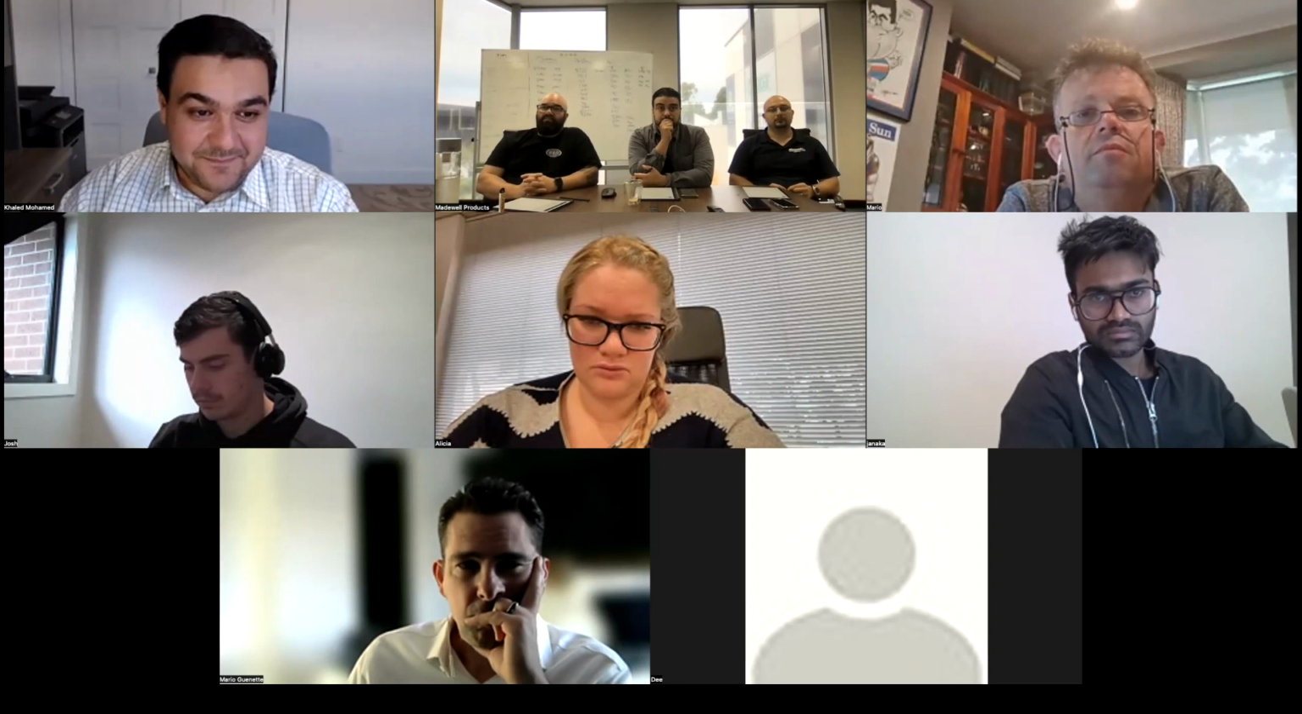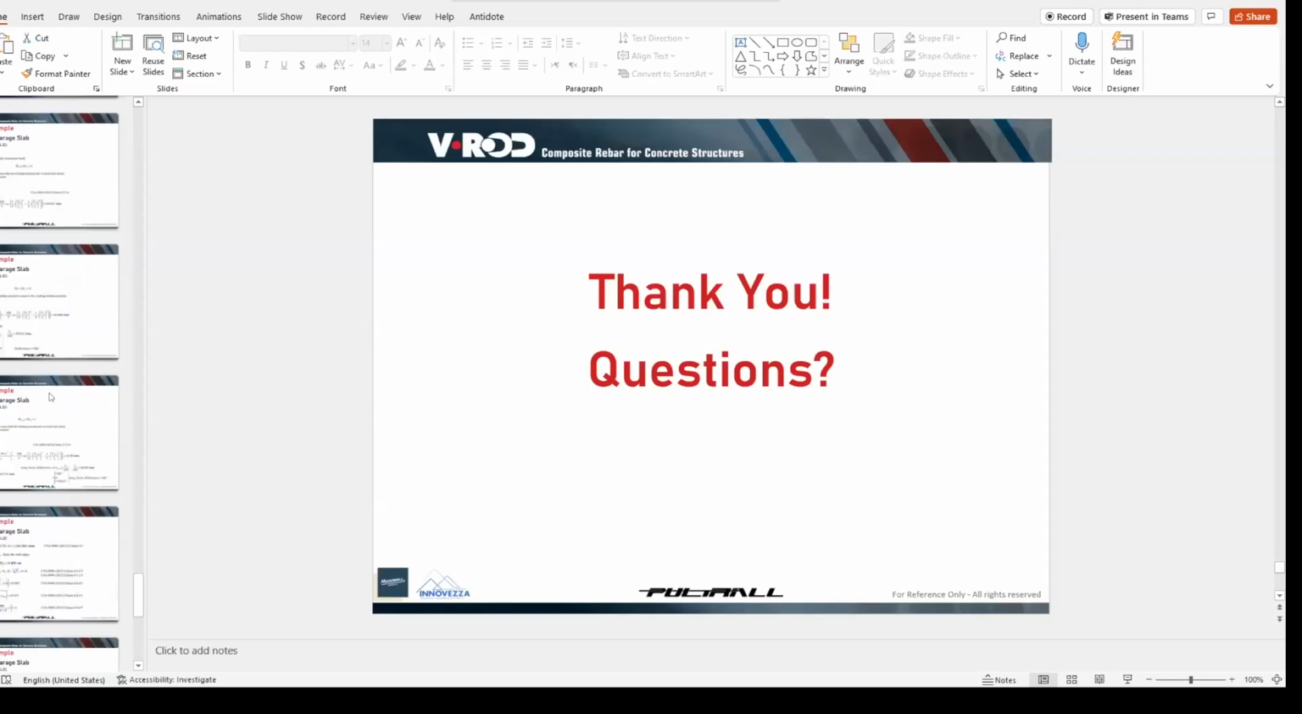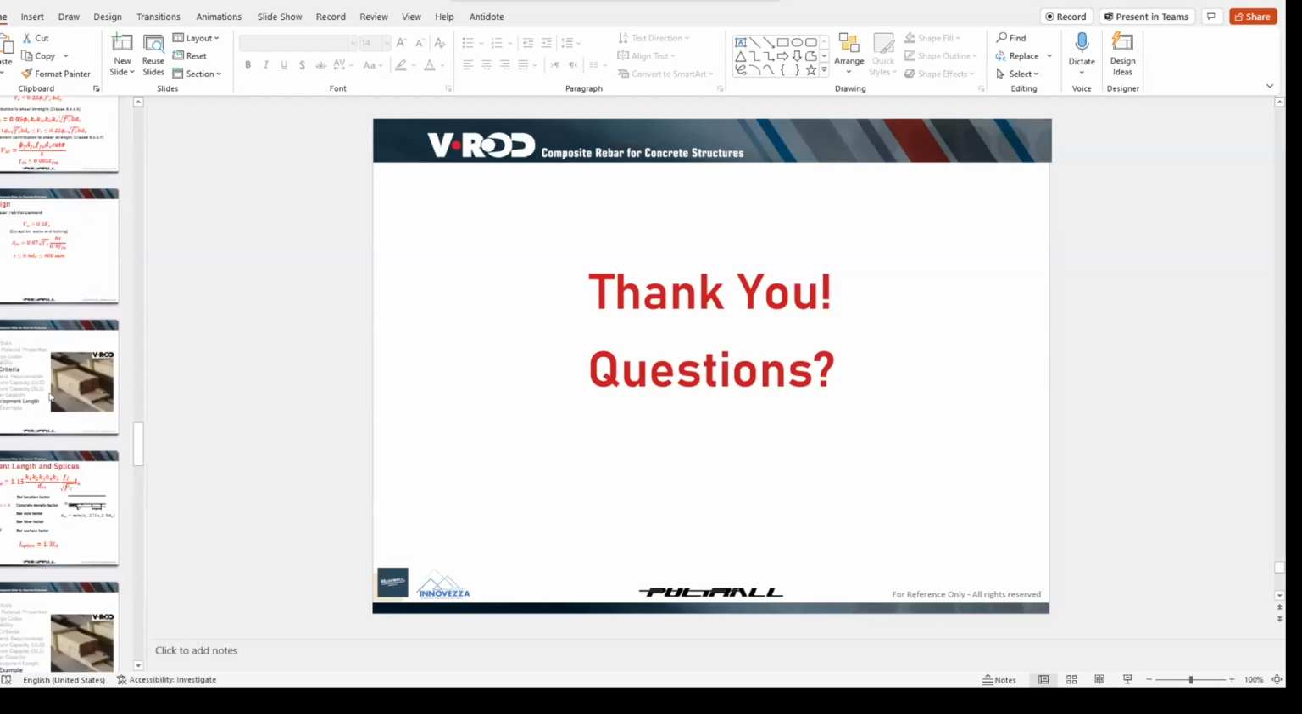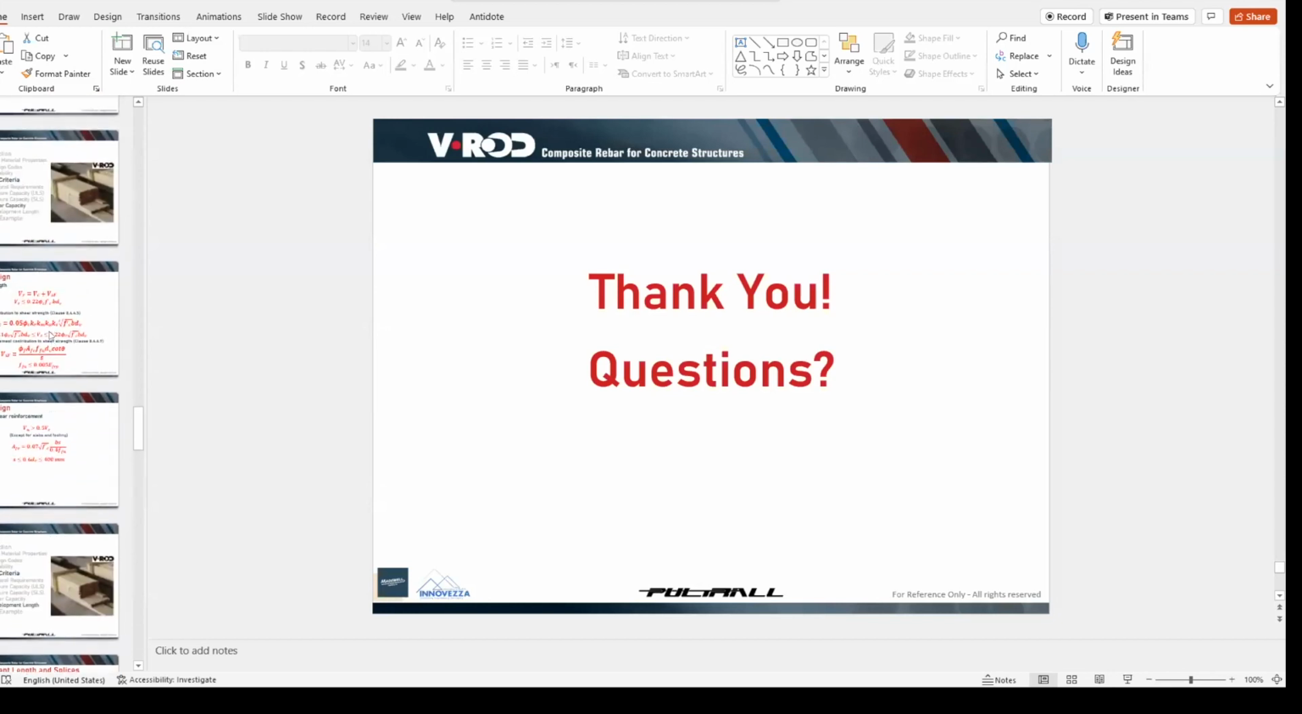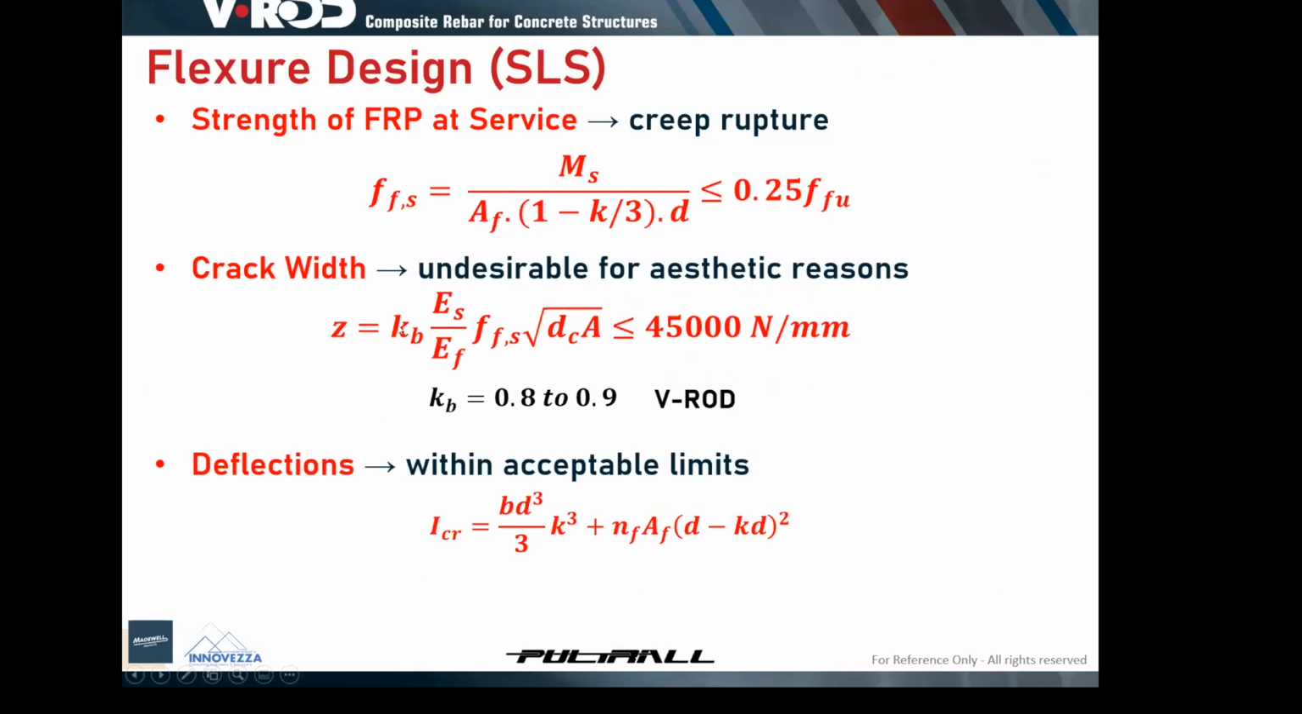So let me put my screen up again. So creep rupture is here. It's the strength of the GFRP bars at service. Researchers have been putting the GFRP bars under sustained loads and monitoring the rupture time of the GFRP reinforcement, putting different load levels, 90% of the ultimate load, and measuring or estimating the time until the bar ruptures, then 80%, 70%, and so on.